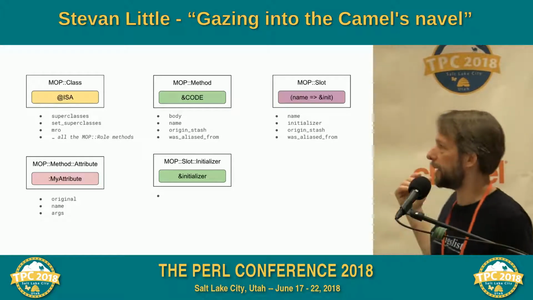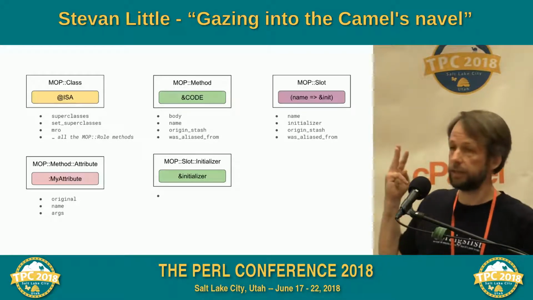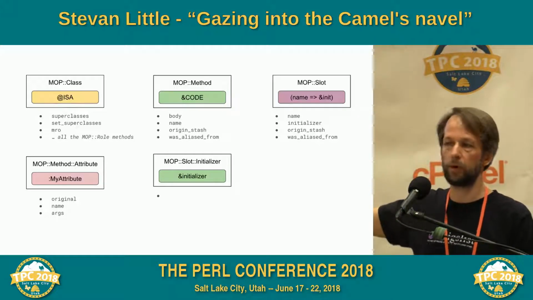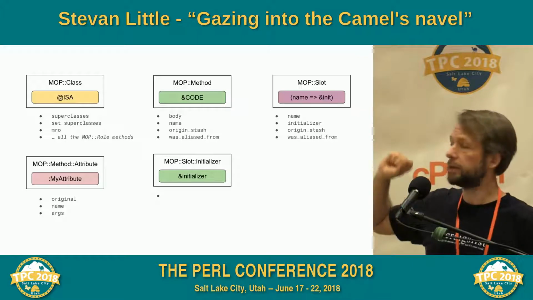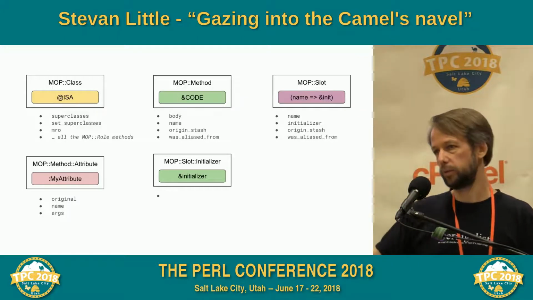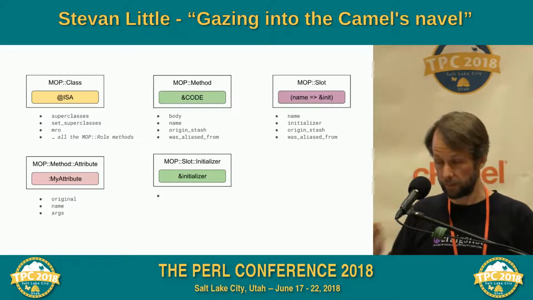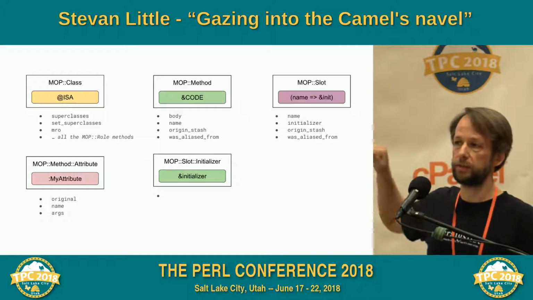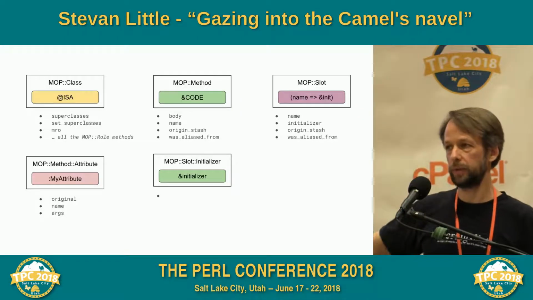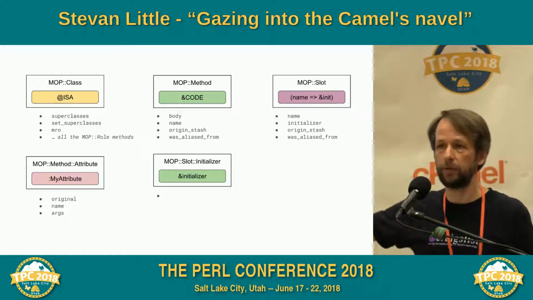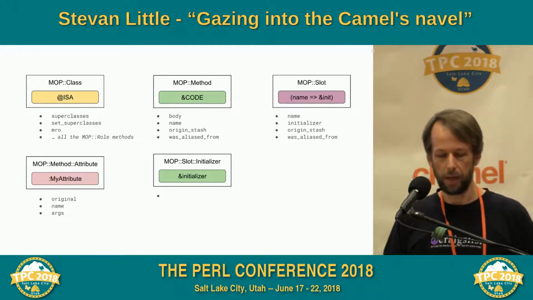So as I said, mop class defines three methods. The MRO method, which just literally calls the MRO module. Superclasses, which gives you the contents of ISA, and set superclasses, which will set the contents of ISA. Remember, this is an immutable class. When you set something in it, you're setting into the underlying package. So again, it's that handle into the internals.